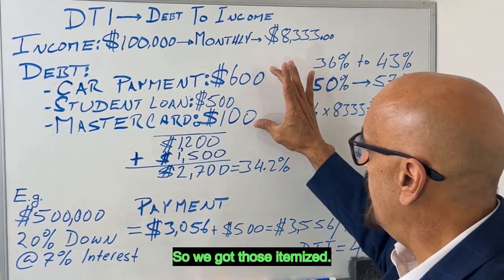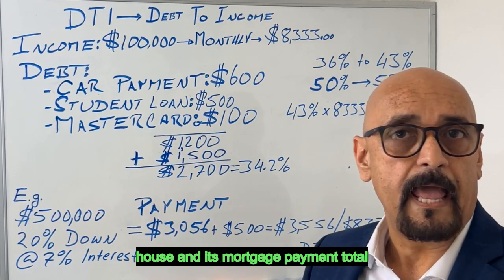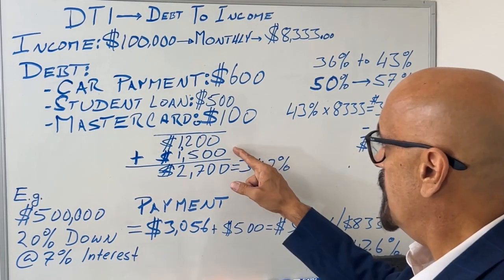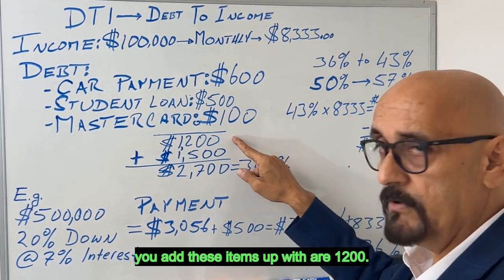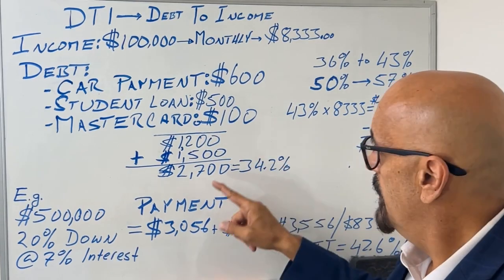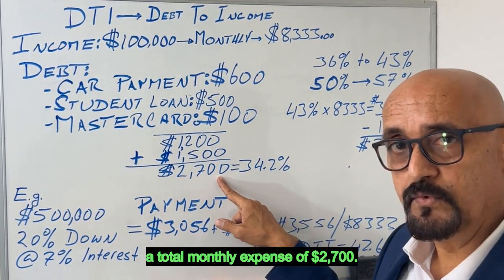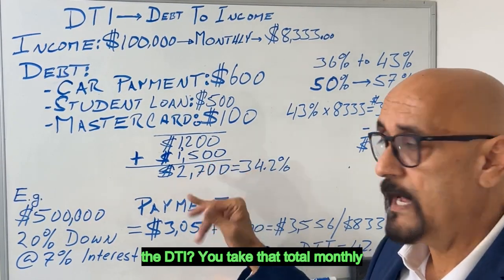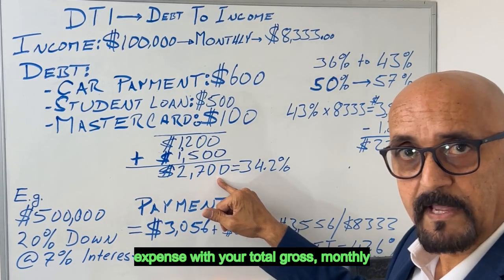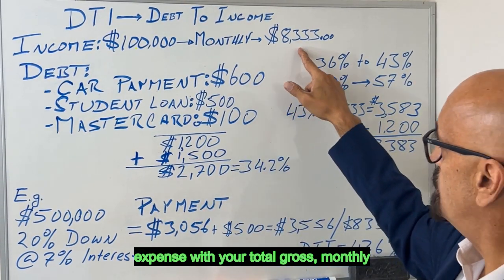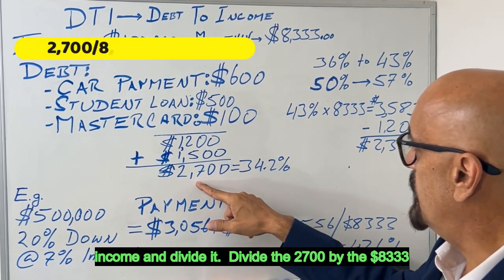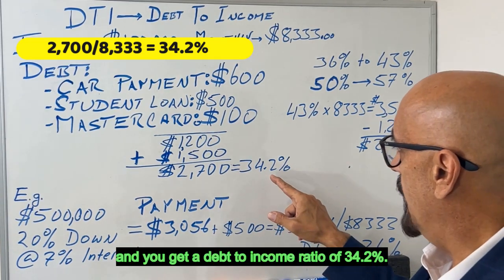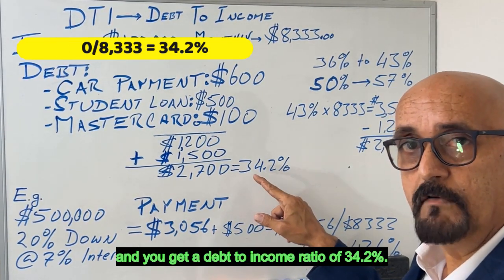So we've got those itemized, and then let's assume you're looking at a house and its total mortgage payment is going to be $1,500. So you add these items up, which are $1,200, with the mortgage payment of $1,500, and you get a total monthly expense of $2,700. So then how do you figure out the DTI? You take that total monthly expense and divide the $2,700 by the total gross monthly income of $8,333, and you get a debt to income ratio of 34.2%.